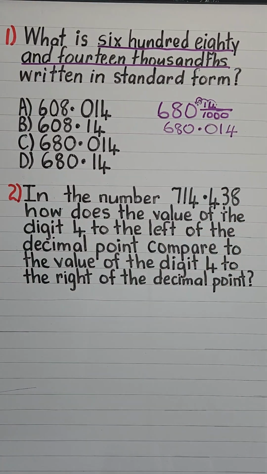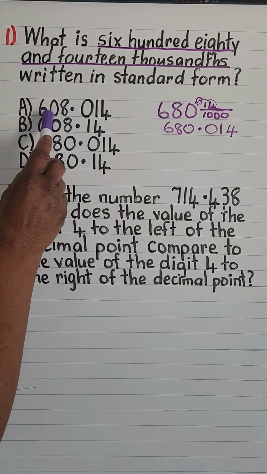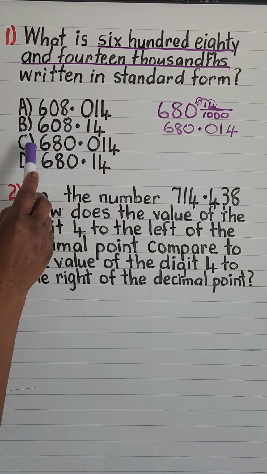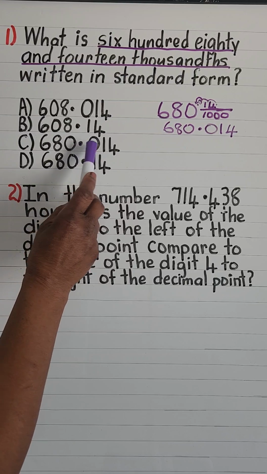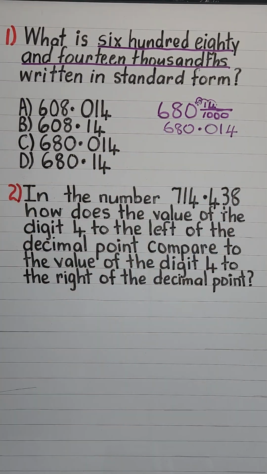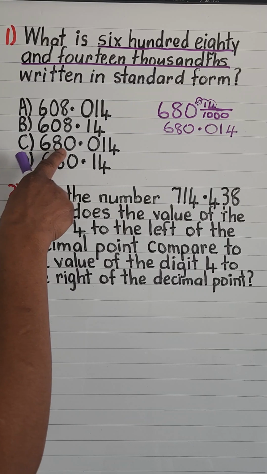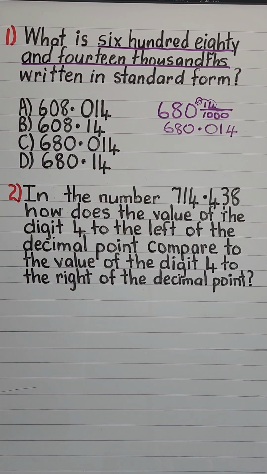680.014. So we look at our choices. We know that A and B are incorrect because both of them have 608. Now C, 680.014. And this is exactly what we have over here. So 680 and 14,000 is written as 680.014. So C is our correct choice.